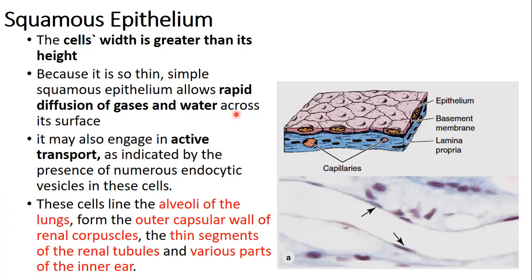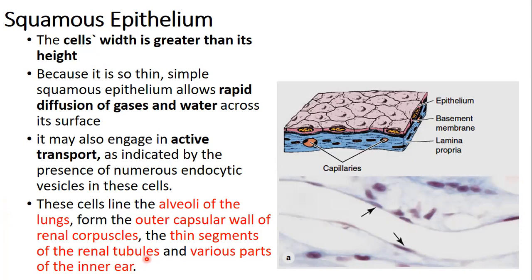Simple squamous epithelium is found in the alveoli of the lungs. It's also found in the outer wall of the Bowman's capsule, which we are referring to here as the renal corpuscles. It is also found in the thin segment of the loop of Henle, or the renal tubule. The thin limb of the loop of Henle. You know, the loop of Henle has a thick and a thin loop. Now the thin loop has simple squamous epithelium.